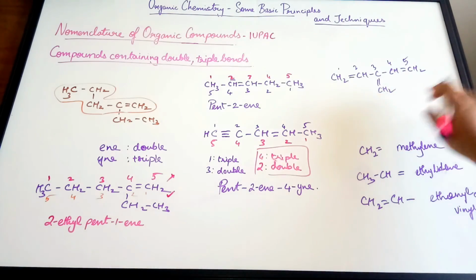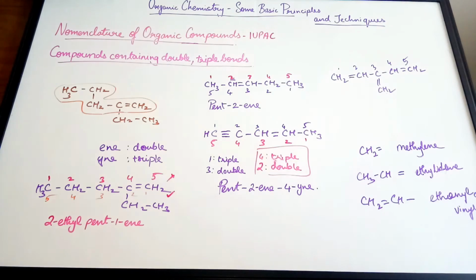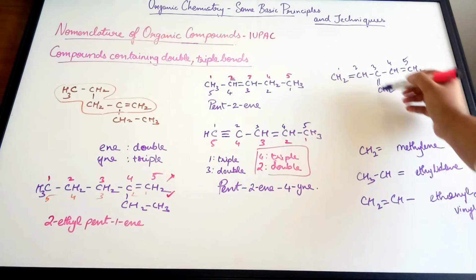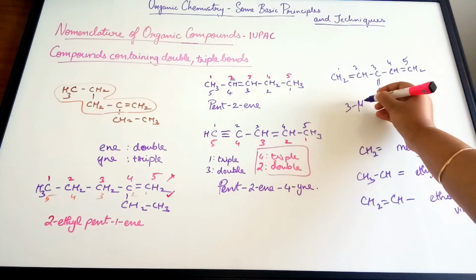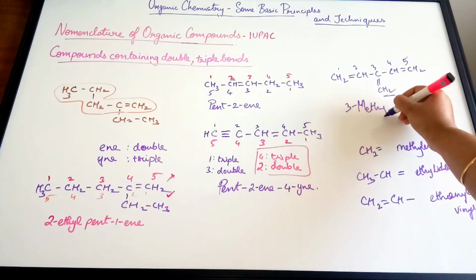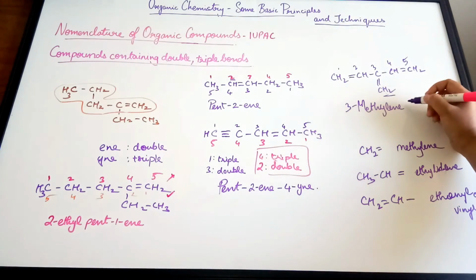And since if you notice, it's symmetrical, right? So even if you number it this way, it will have the same name. So first of all, in the third position, you have a methylene group. So 3-methylene, and 5 carbon atoms, which means the pent. So penta.